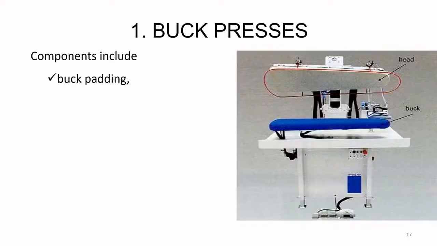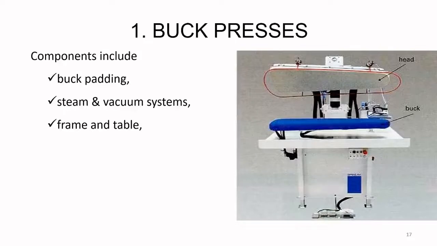So the components include the buck padding, which is the blue part, the steam and the vacuum system. So that head which comes down, through that the steam passes, and there is a vacuum system which is connected to the buck. So when you press the pedal, then it is going to suck the air, the steam from the buck, and thereby immediately dry and cool the garment or the garment part.